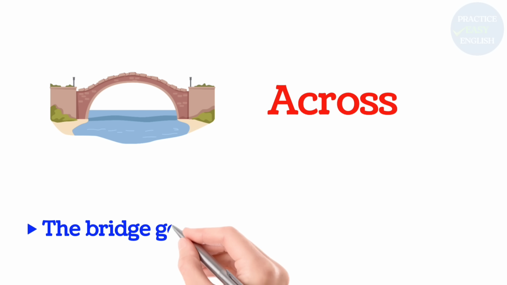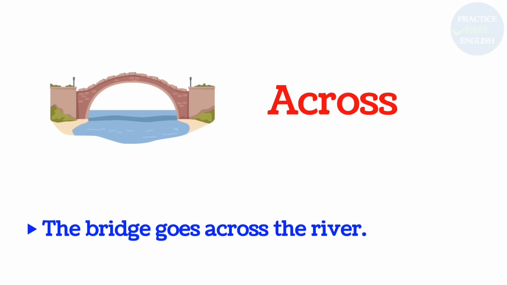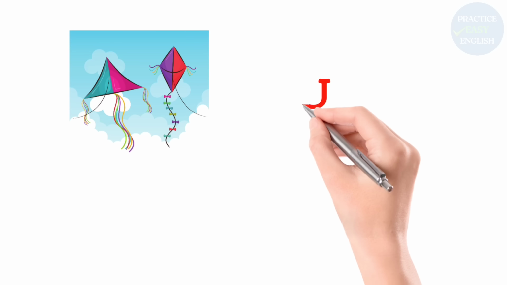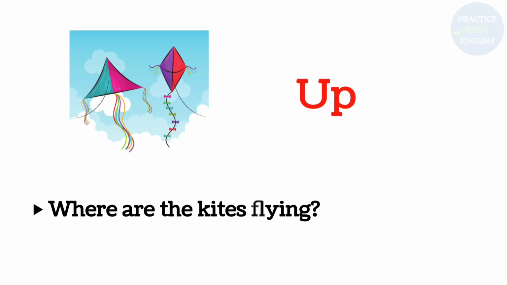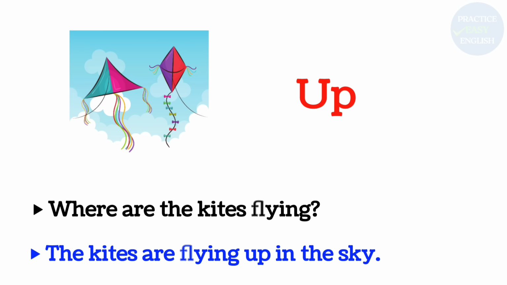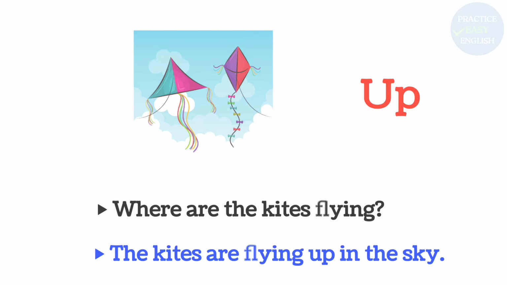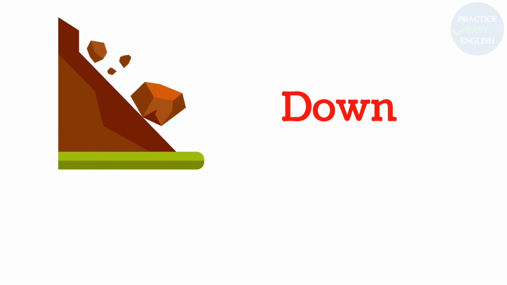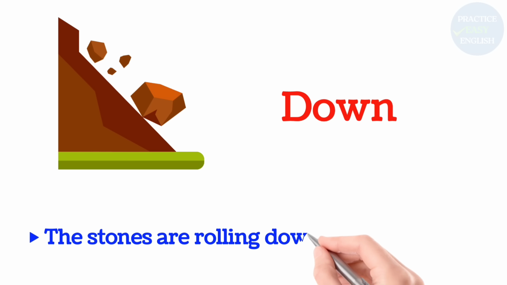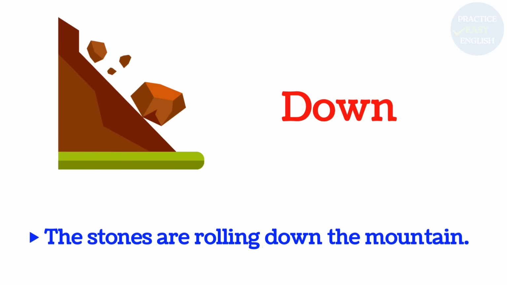Across. The bridge goes across the river. Up. Where are the kites flying? The kites are flying up in the sky. Down. The stones are rolling down the mountain.